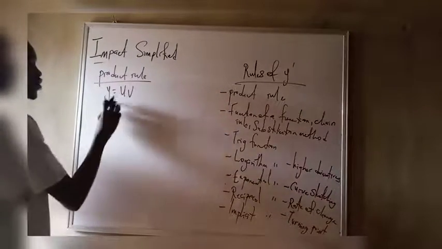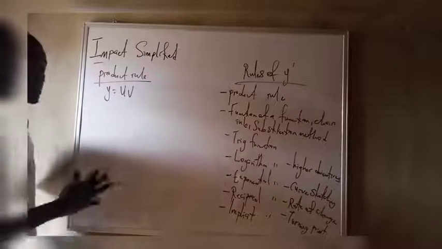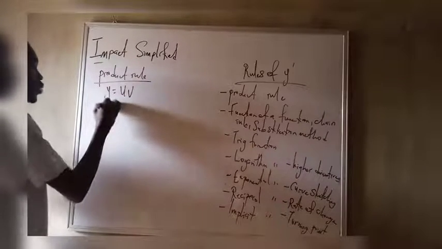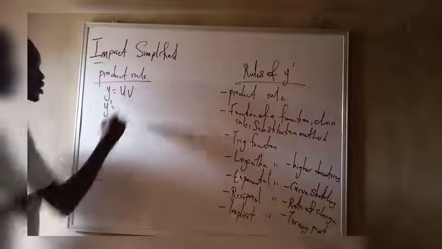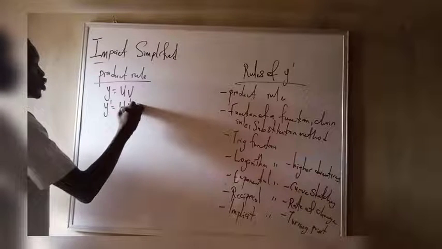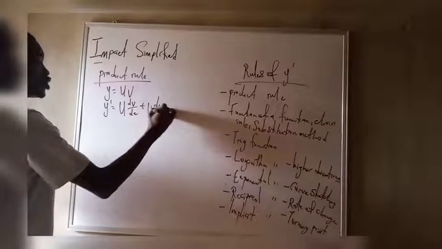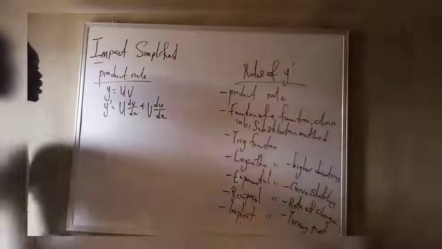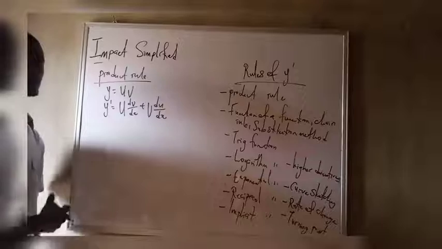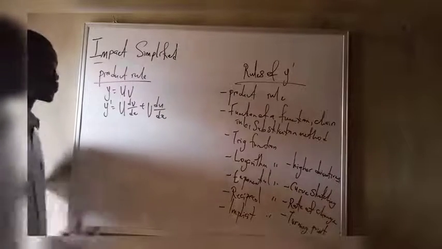So if you have a function multiplying a function and you cannot expand, that means our y prime, which is your dy/dx, will give us a formula: u dv/dx plus v du/dx. That means your first function is your u, you differentiate it. Your second function is your v, you differentiate it.